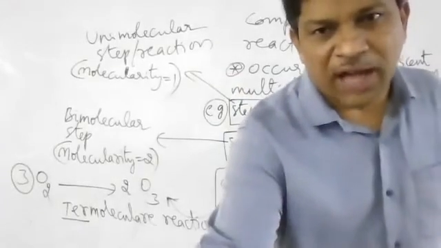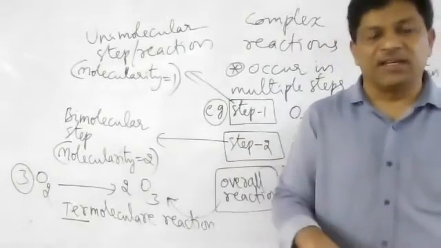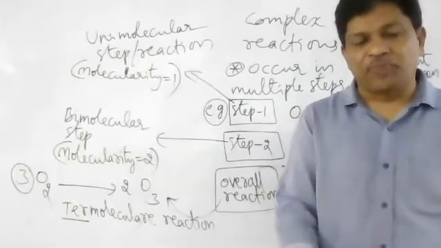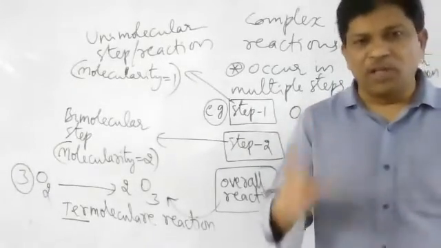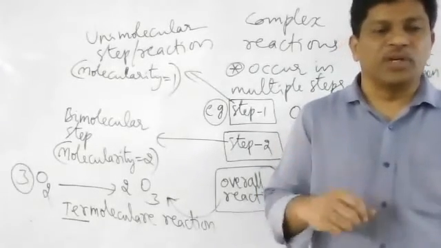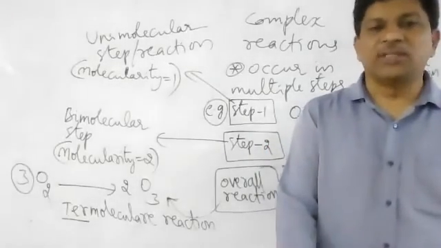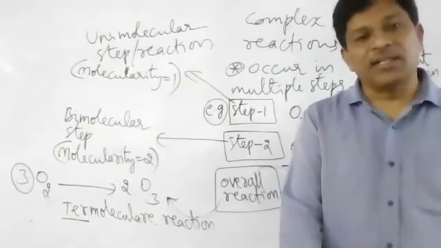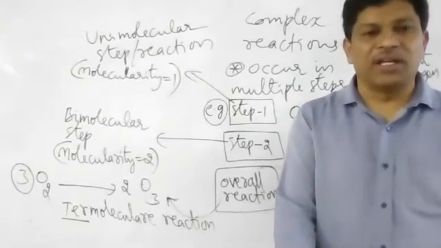So the number of reacting species colliding with each other simultaneously in the given step is called molecularity. How many molecules at a time can collide with each other? Maximum possibility 3 molecules. So unimolecular reactions have molecularity 1, bimolecular reactions have molecularity 2, termolecular reactions have molecularity 3. Is that clear? So that's molecularity of a reaction: the number of reacting species colliding with each other simultaneously in a given reaction or in a given step.